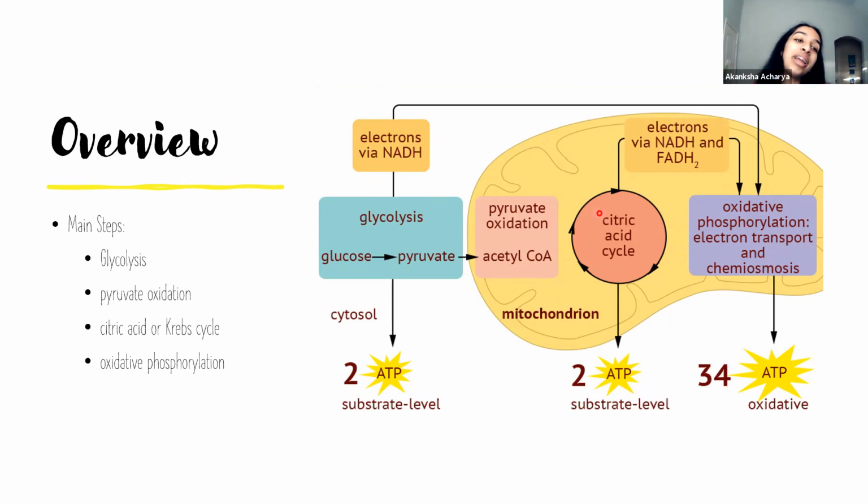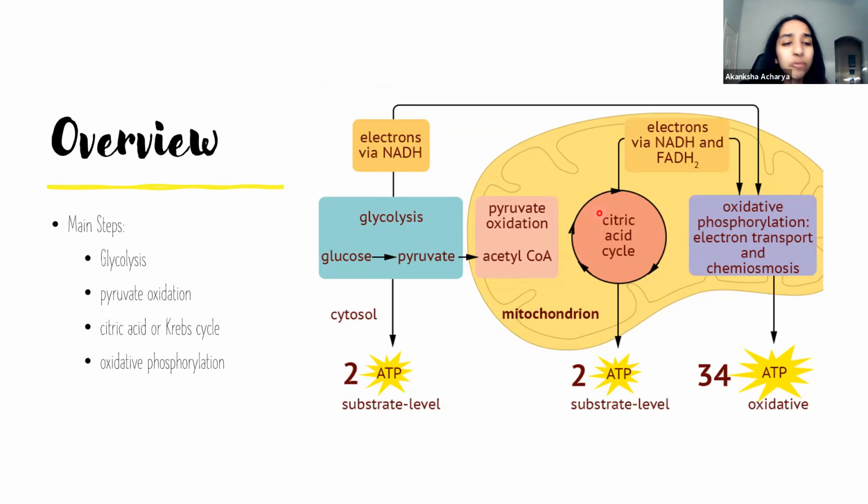And so yeah, the main steps of cellular respiration start with glycolysis, which I talked about just now, happens in the cytoplasm. Then we move on to pyruvate oxidation. Then it is the citric acid or Krebs cycle. And lastly, we have oxidative phosphorylation.